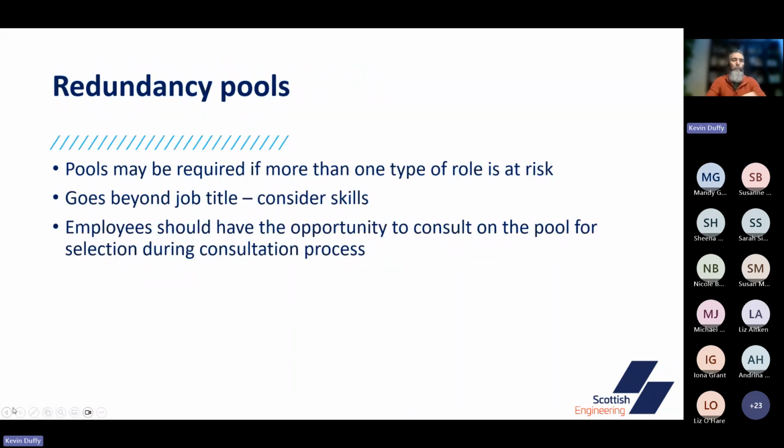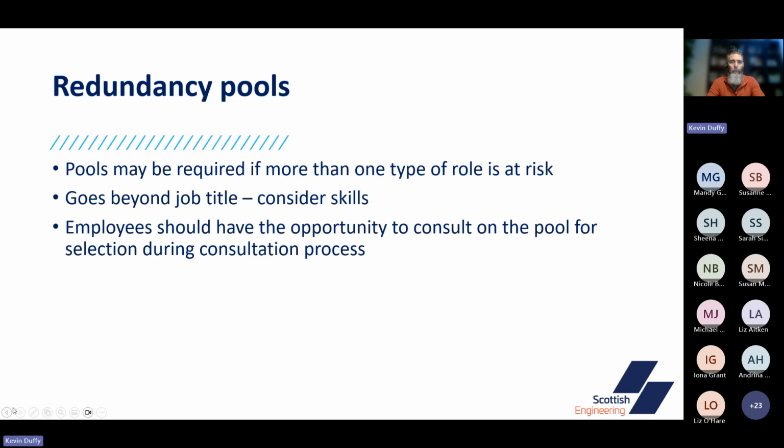So redundancy pools. Invariably, when a company is making redundancies, it's not the entire company that's going to be affected. There may well be specific departments or certain groups within departments who need to be targeted, who need to be highlighted for redundancy. They are known as redundancy pools, and those are the people who are put at risk. You'll maybe have heard me mention things like an at-risk letter. That's what you give to somebody when you're first telling them they're at risk of redundancy, as goes with the title.